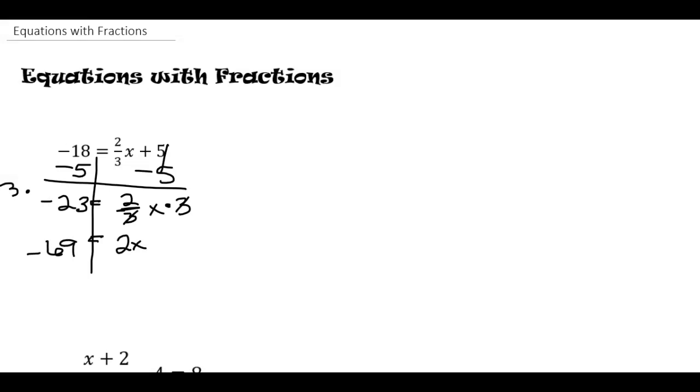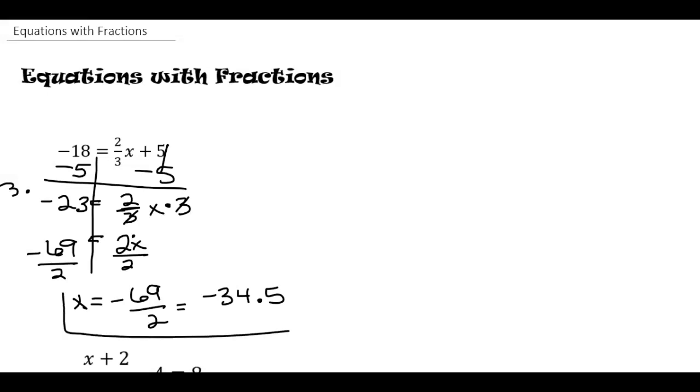Now we have to get rid of this 2. This is a times 2, and the way you get rid of a times 2 is dividing by 2. 2 does not go into 69 equally, so you can just leave it as negative 69 over 2. Or if you want to use a calculator, you get negative 34.5. So this one is actually a fraction problem we've already done. It's not a difficult one. But when you have something like 2/3 or 4/5 or anything, you just do one step at a time.